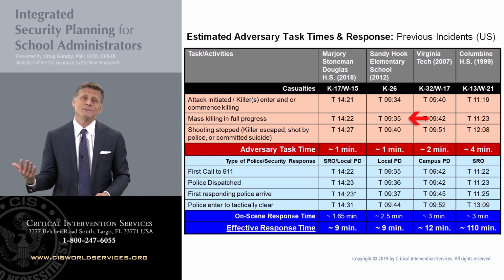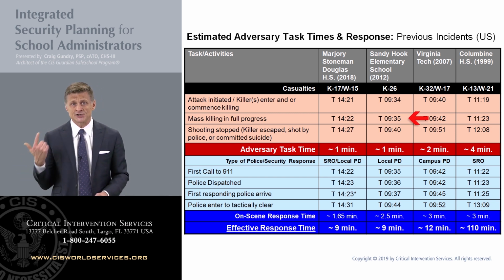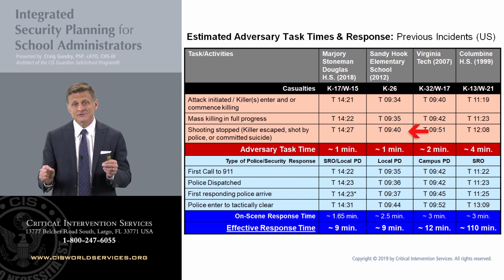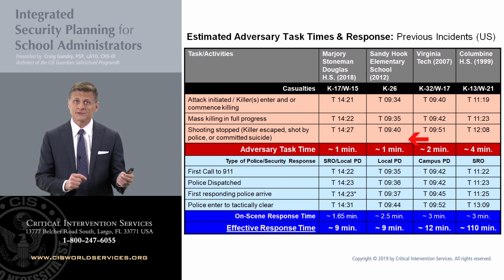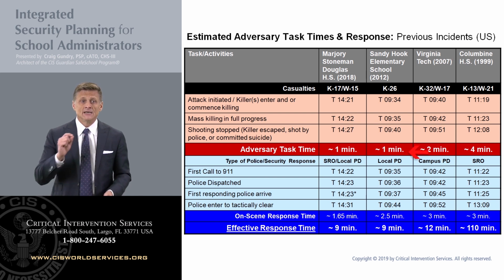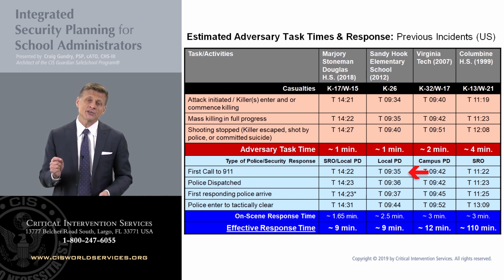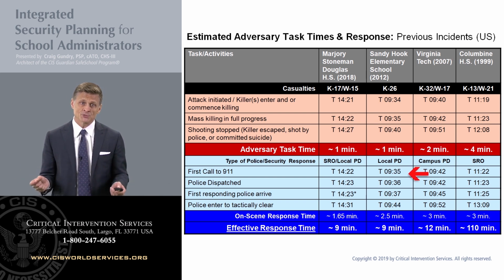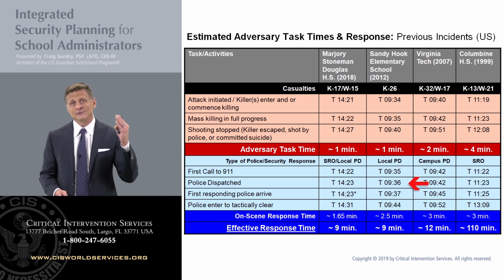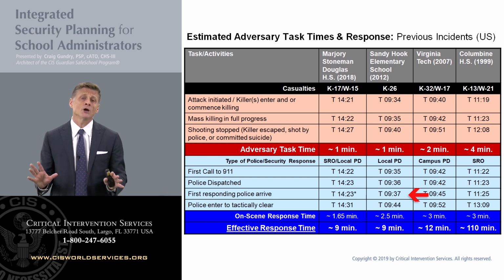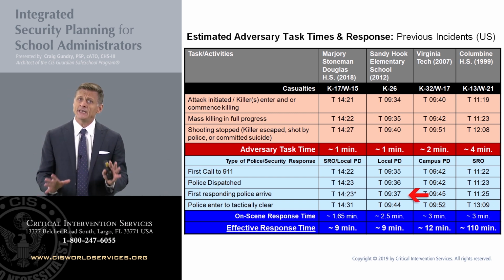And then within the next 5 minutes, by the time he committed suicide at 0940, 26 people were killed altogether, students and faculty members. That makes the adversary task time in this event, similar to the Parkland situation, less than 1 minute. Now, the first call to 911 was made at 0935. Dispatch times documented by the Connecticut Attorney General's report, 0936. And the first responding officers arrived on scene at 0937.